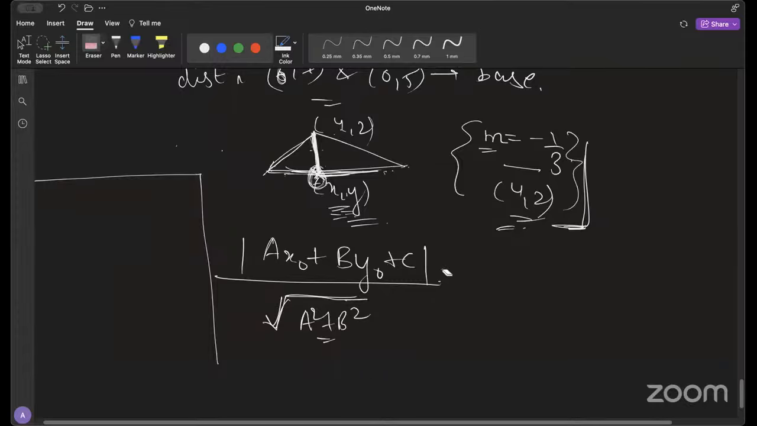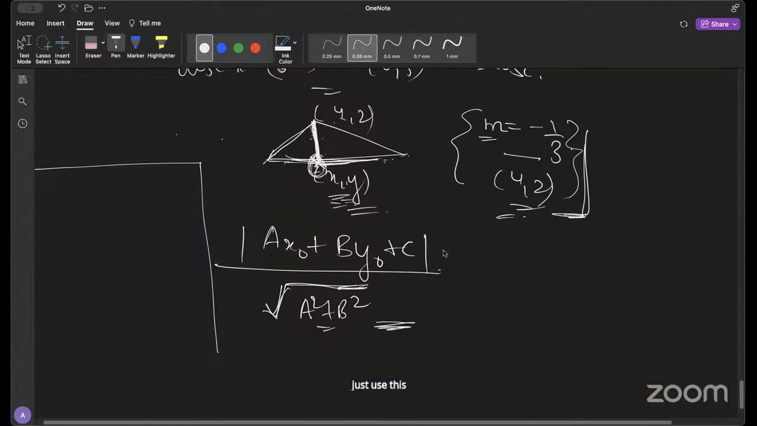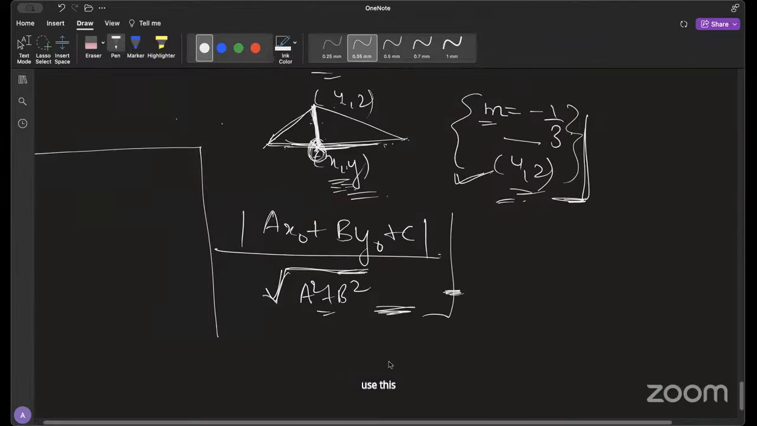Ma'am, why can't we use the area of triangle formula? Because it's mentioned in the question that you have to use base and height. That's why you can't use the area formula directly here. Okay, just use this. This one is a little complicated, I mean, it's going to take time. It's lengthy, so use this formula instead.